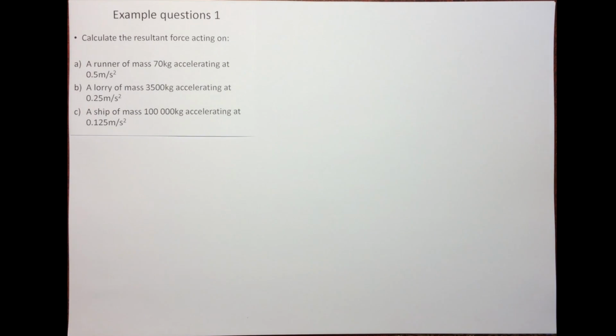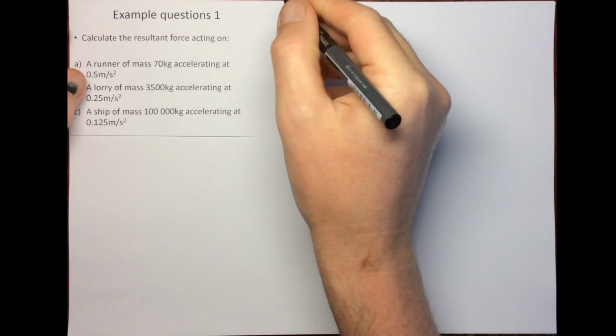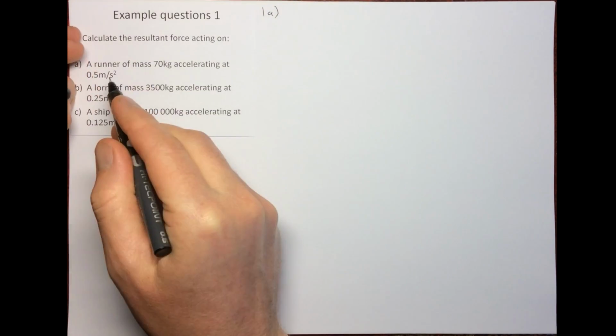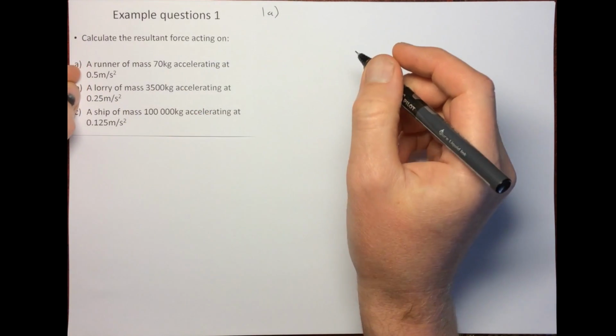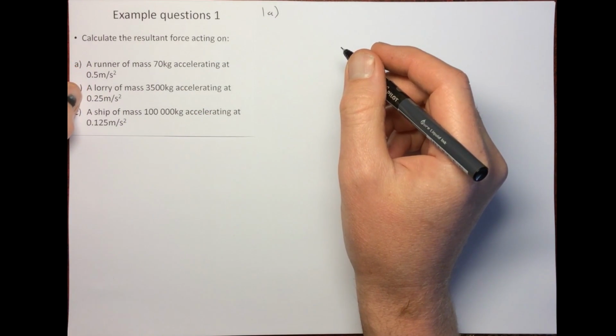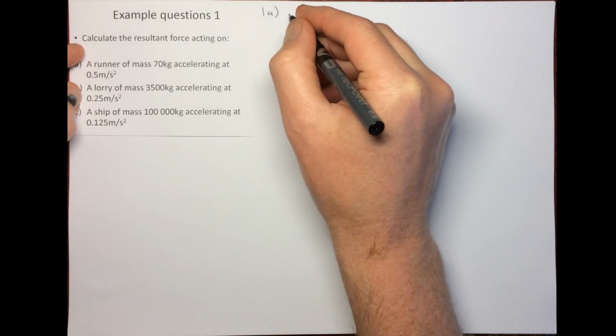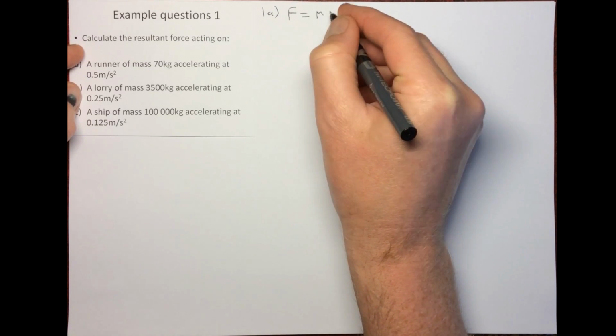Okay, so now we're going to go through a few example questions. So example question 1 here. So let's look at 1A. We're asked to work out the resultant force acting on a runner of mass 70 kilograms accelerating at 0.5 meters per second squared. So we're going to use the equation F equals ma.